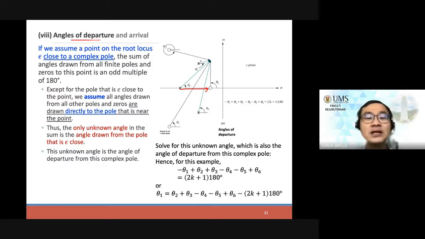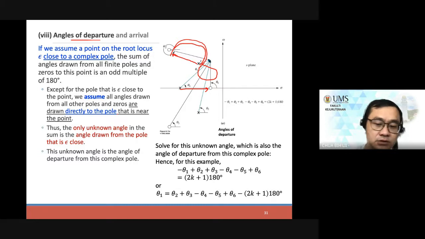Okay, we know that it will start from the pole and go to the zero. So is it going straight forward? No. Okay, it may go somewhere. It may go like this, or it may go like this. We don't know, so this is why we try to figure out the angle of departure over here.